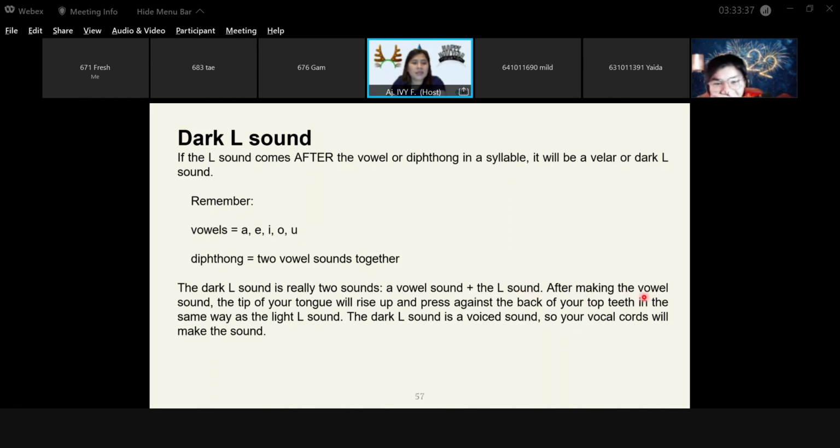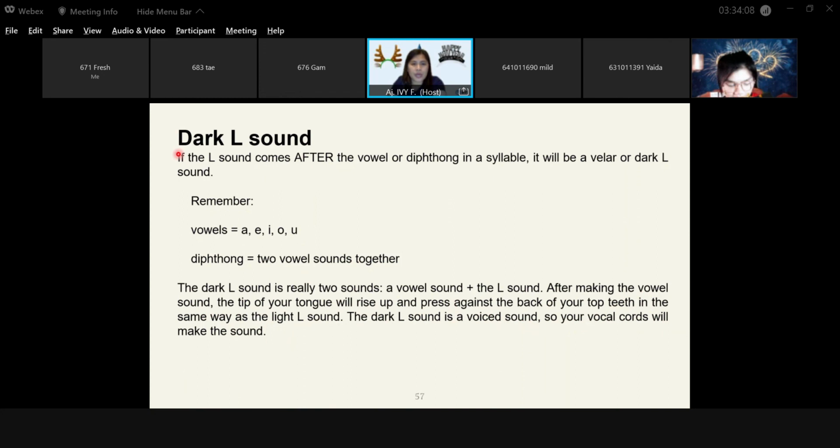After making the vowel sound, the tip of your tongue will rise up and press against the back of your top teeth in the same way as the light L sound. The dark L sound is a voiced sound, same with the light, so your vocal cords will make this sound. So, after the vowel, the dark L. The light L before the vowel.